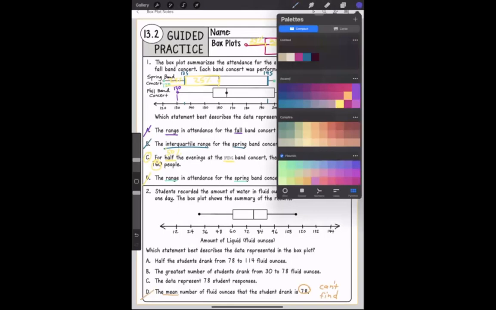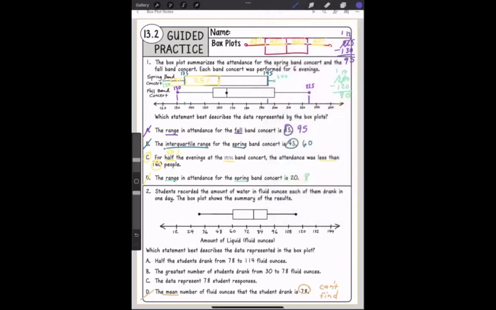Okay, the next one up says the data represents 78 student responses. We also can't know that. Again, we don't have all of the data values. We know how far apart they're spread. We know what the smallest one is, what the biggest one is, what the middle one is, that kind of stuff. We don't know how many people answered this survey.